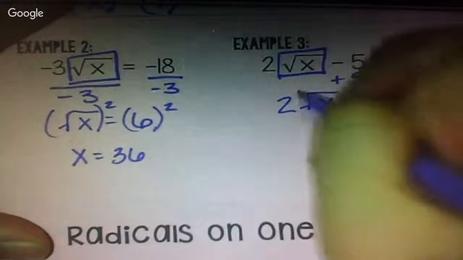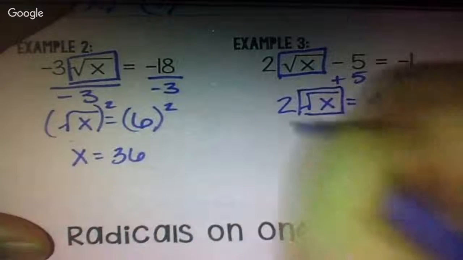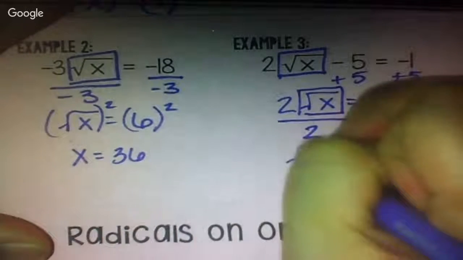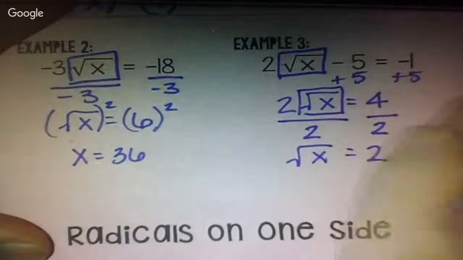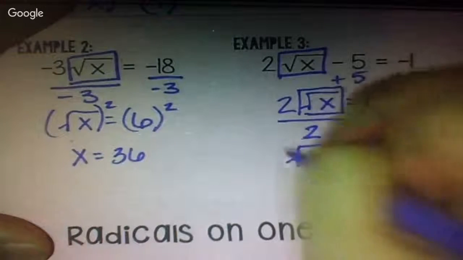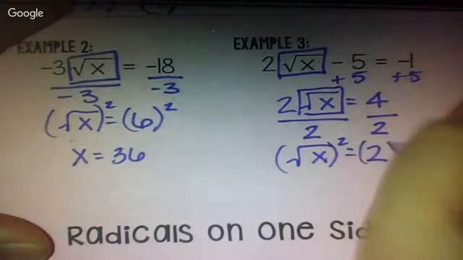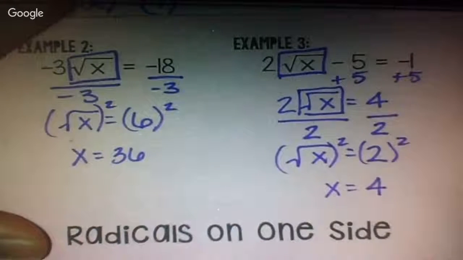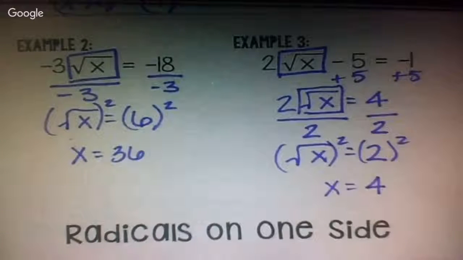I still need to isolate this, so I then need to divide by 2. So the square root of x is 2. Square both sides, and x is 4. Again, you should plug it in and make sure it works. 2 times the square root of 4. Well, what's the square root of 4? 2. 2 times 2 is? 4. Minus 5 is? Negative 1.